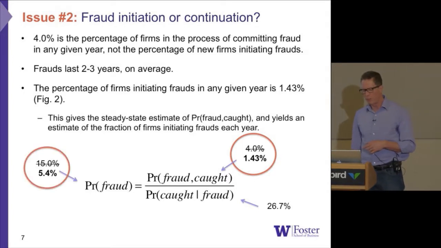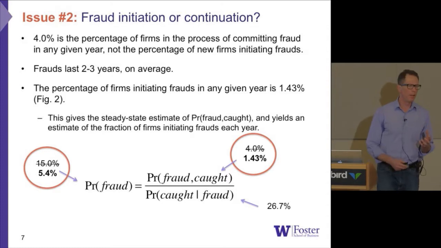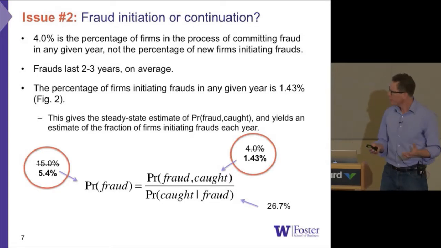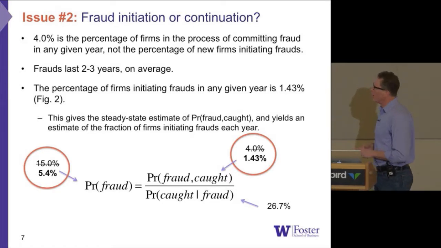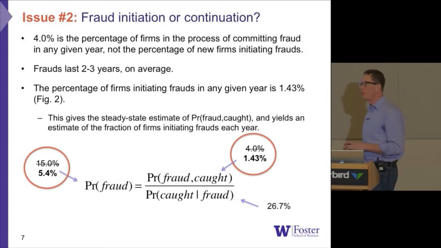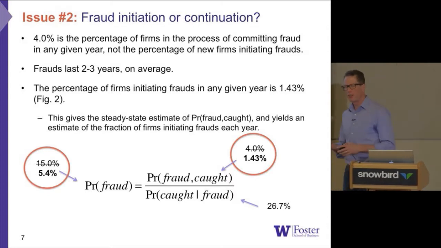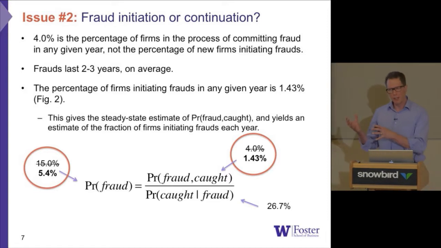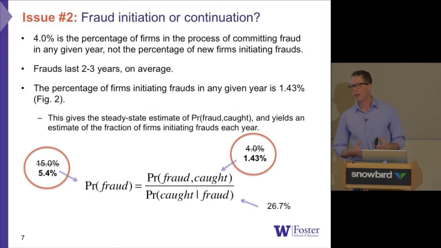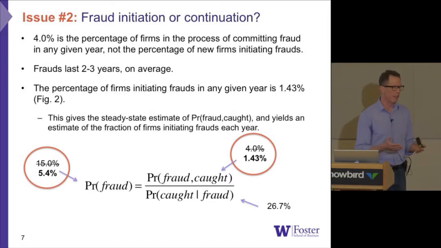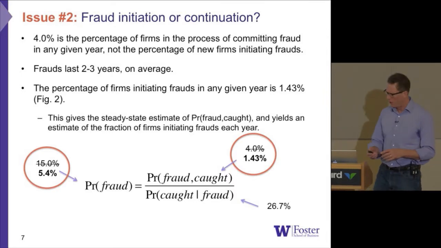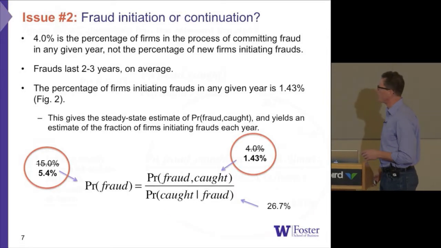And if you plug in this number, you get a number of different magnitude, 3 times smaller, which indicates that it's not 15% of firms committing fraud in any given year. That's the big takeaway. It's that 5.4% of firms are initiating fraud in any given year. Just a different sense of what the problem is.